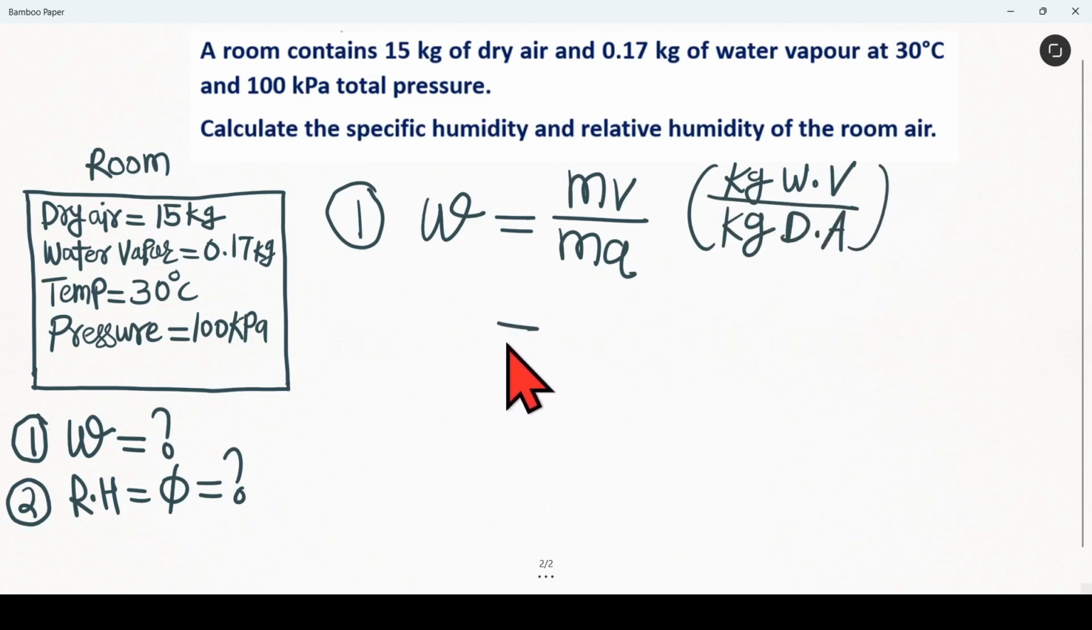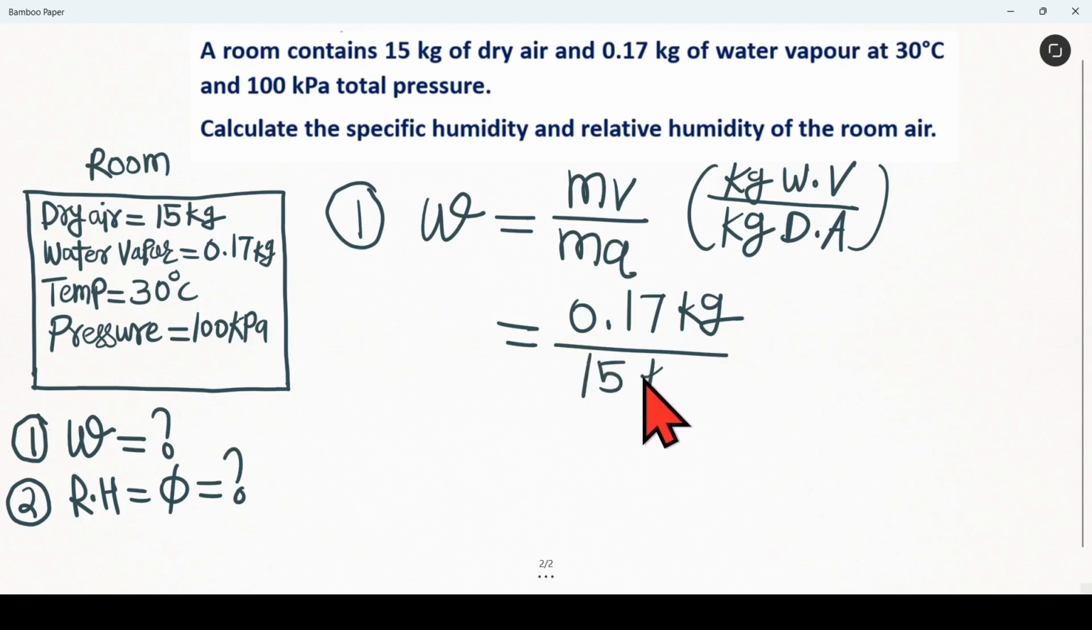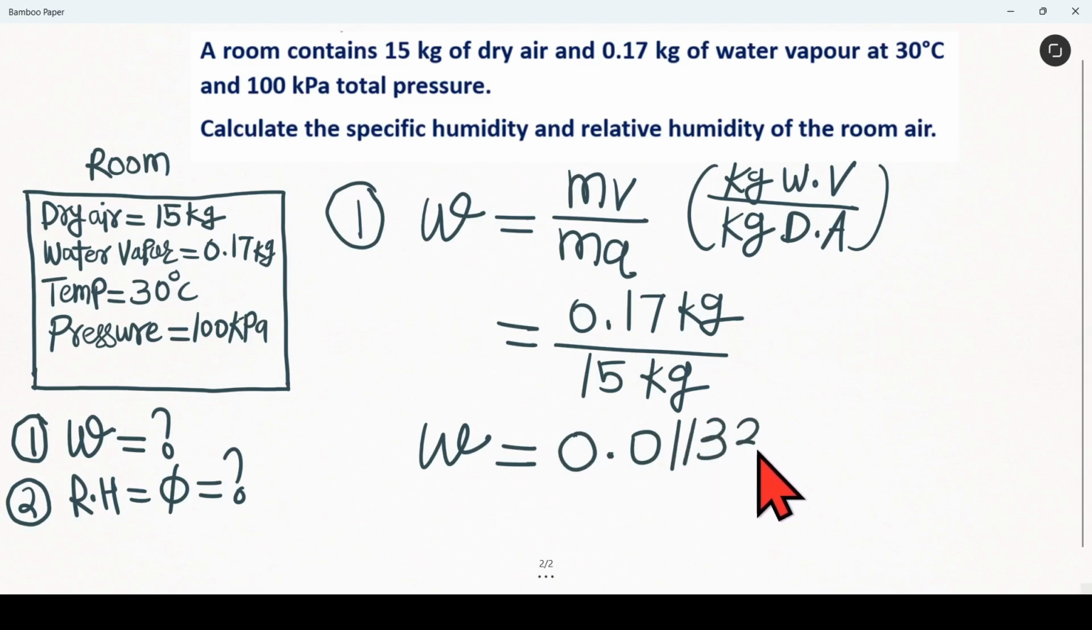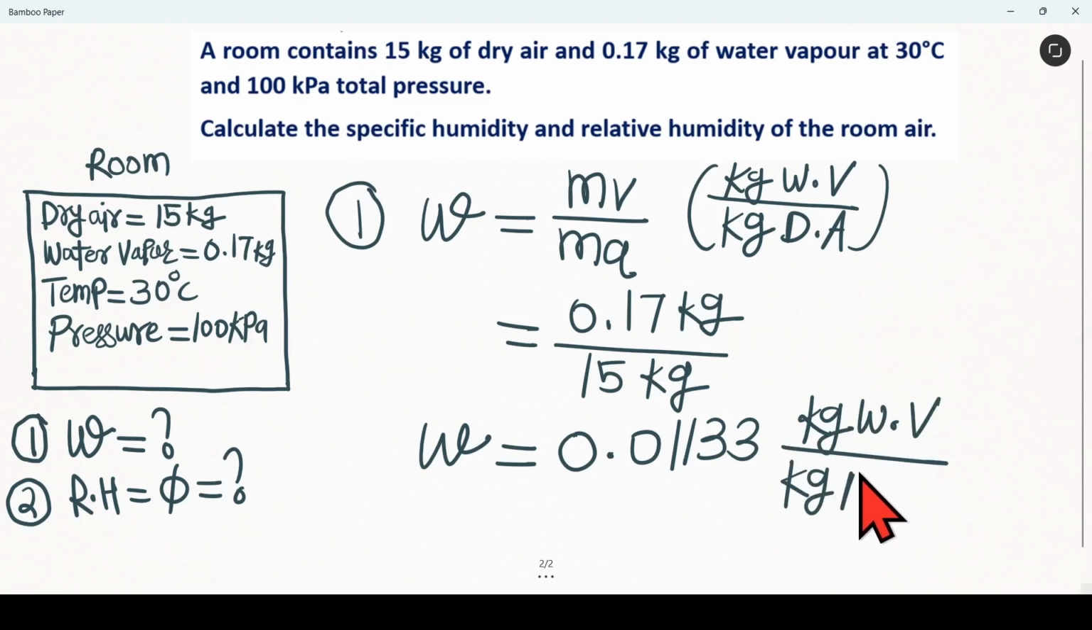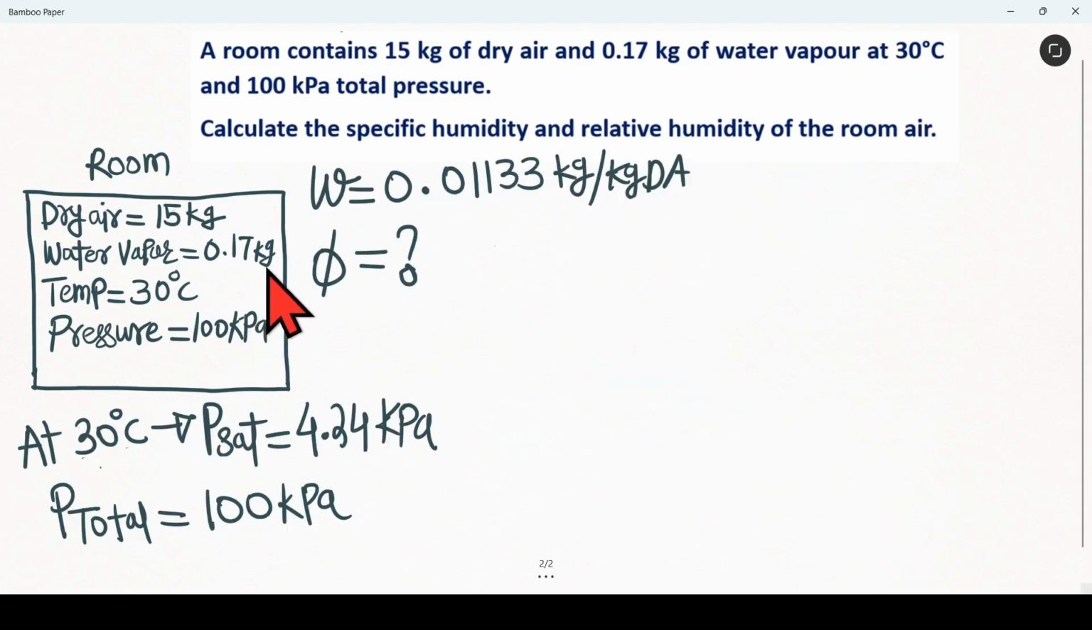Now here, what is the mass of water vapor? Water vapor mass is 0.17 kg divided by the mass of dry air, that is 15 kg. So from this, specific humidity is equal to 0.01133 kg of water vapor per kg of dry air. So now we have calculated the specific humidity of the room air.